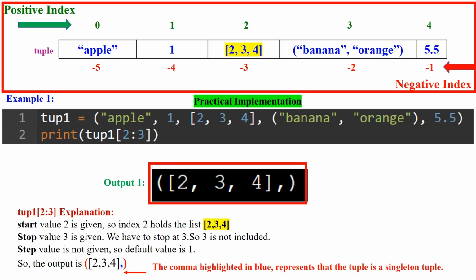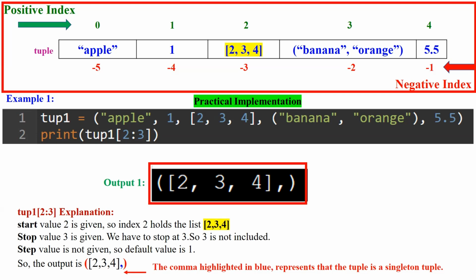Now, let's learn the negative indexing, that means backward direction. Look at the red arrow in backward direction and follow with me. Index -1 holds the value 5.5, index -2 holds the nested tuple holding 2 strings banana and orange, index -3 holds the list containing 3 elements 2, 3, and 4, index -4 holds the integer value 1, and index -5 holds the string apple.